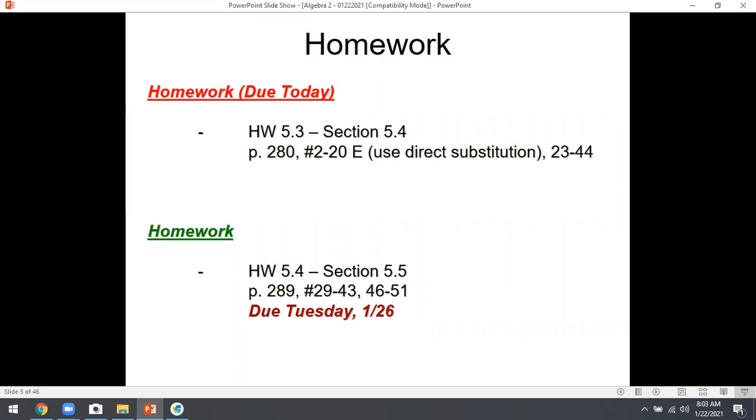Okay, here's your new homework, 5.4. Take a minute, write that one down. It's due a Tuesday. It's the last one that'll be assigned online through the textbook, etc. When you come back next week, I'll have a review packet for you. You know the drill for tests.